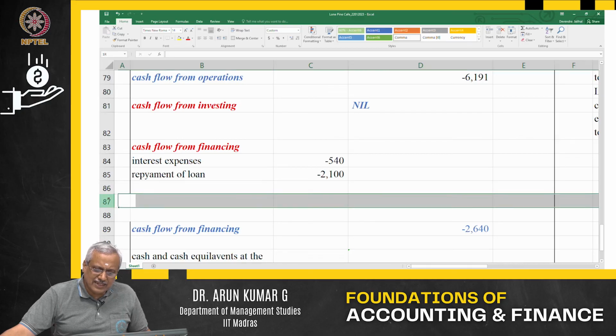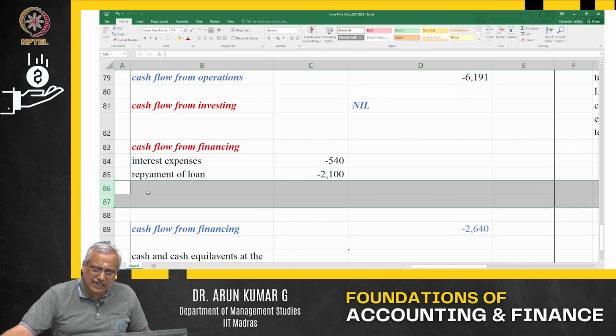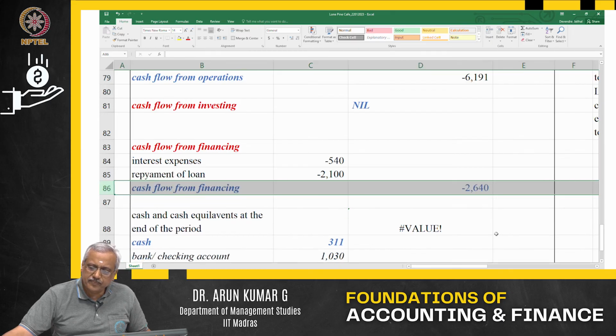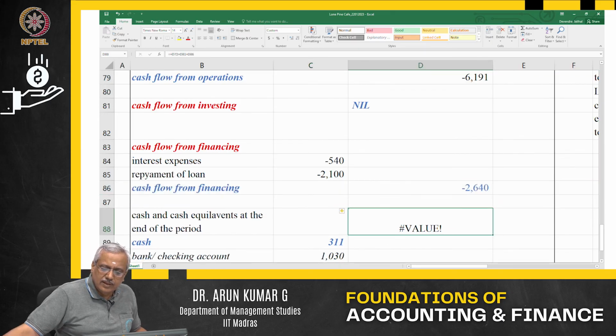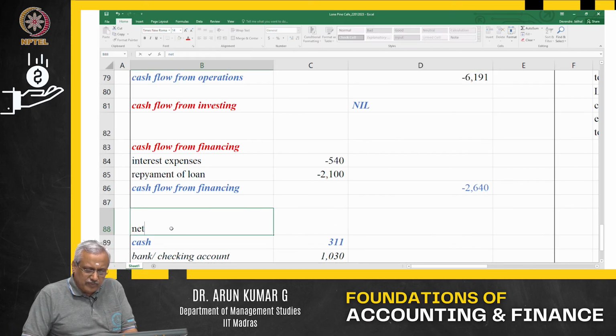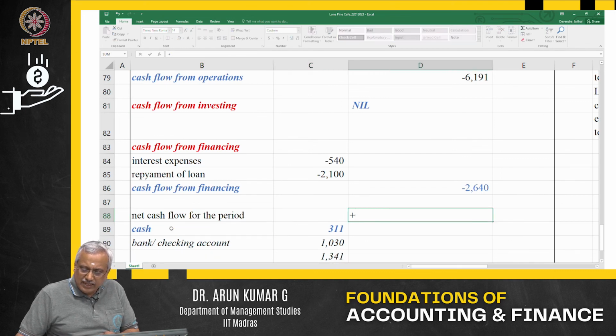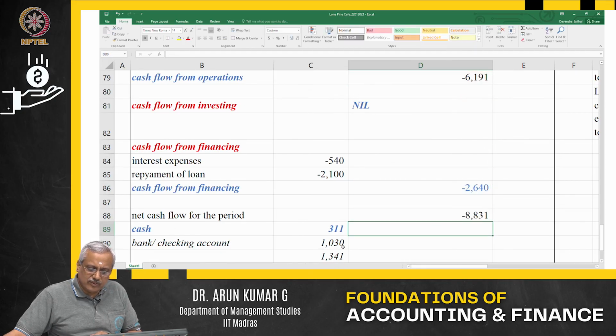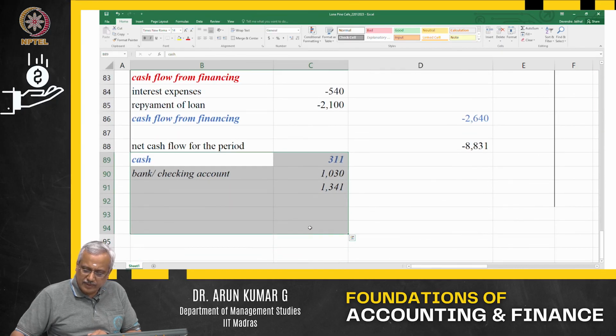What is the cash flow from financing activity in this particular case? I am just knocking it off out here. Cash from financing activity is just the sum total of this. Now, in this particular case, what is the total net cash flow for the period? Net cash flow for the period is this plus this. That is the net cash flow for the period.